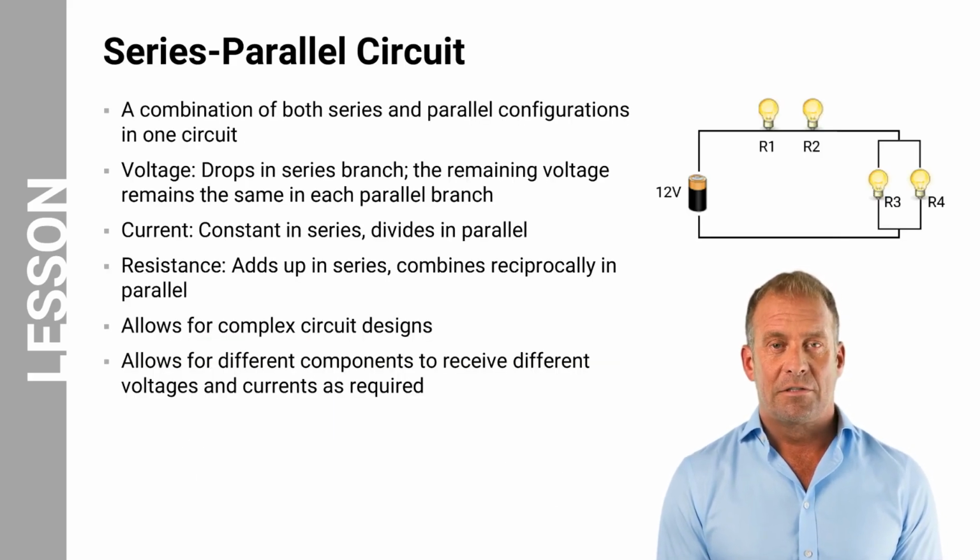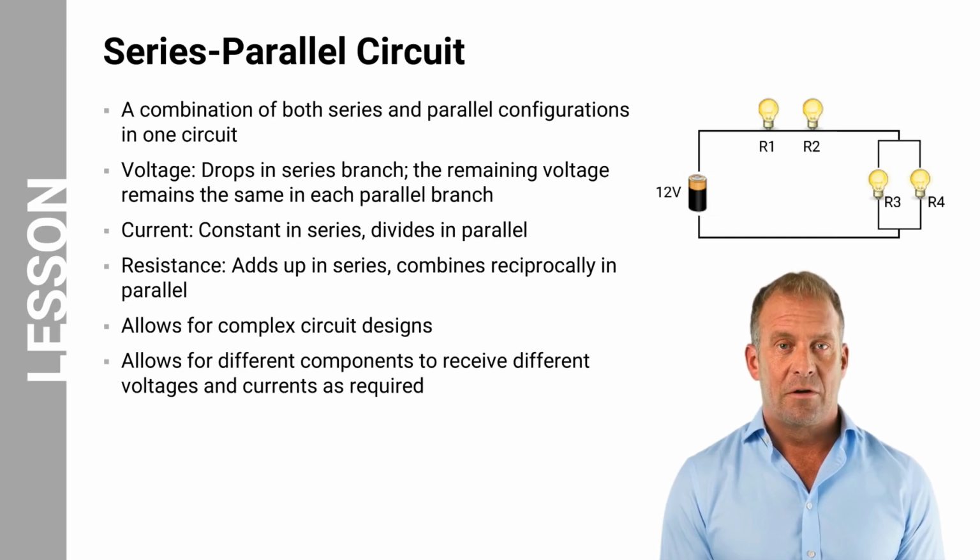Series parallel circuits combine elements of both series and parallel configurations within a single circuit, offering a versatile approach to circuit design. These hybrid circuits leverage the characteristics of both configurations. Voltage adds up in series sections while remaining constant across parallel branches. Current stays constant through series components but divides among parallel paths, and resistance sums in series portions while combining reciprocally in parallel segments. This flexible arrangement allows for complex circuit designs where different components can receive tailored voltages and currents as required by the application.